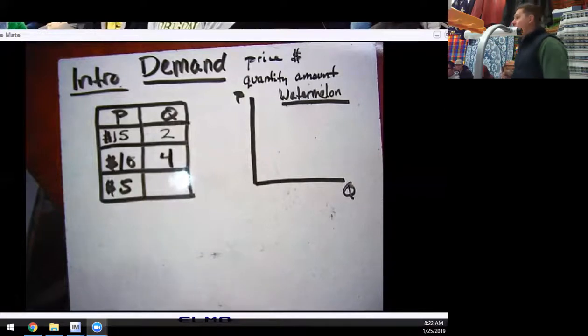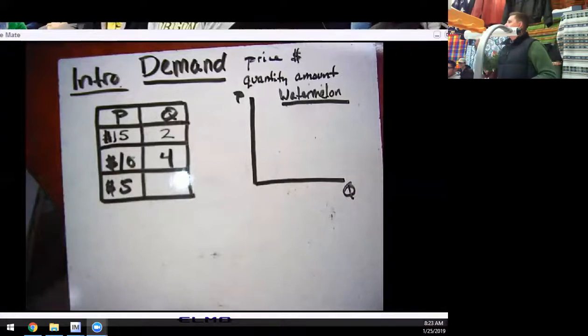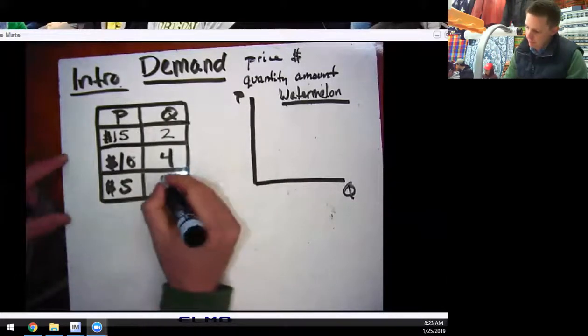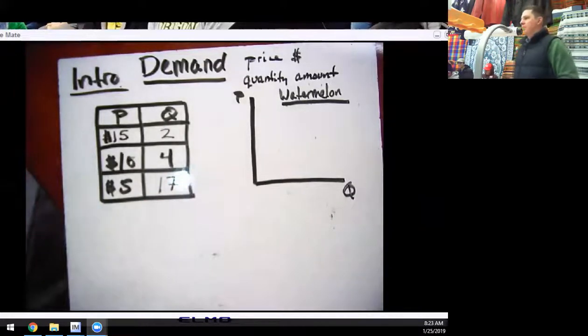Now, at $5 a watermelon, I still don't know where you guys shop for watermelons, but how many of you would be willing to pay $5 for watermelon? Same, even the 10s and the 15s. Okay, keep your hands up. 1, 2, 3, 4, 5, 6, 7, 8, 9, 10, 11, 12, 13, 14, 15, 16, 17.